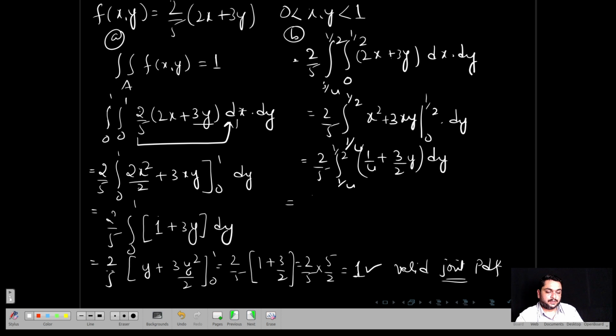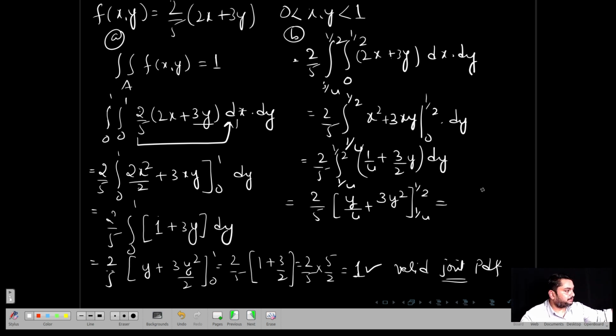Now you integrate with respect to y. This becomes y by 4 plus 3y square, okay, the 2 cancels, in the range 1 by 4 to 1 by 2. So if you evaluate this, we will get it as 13 by 160.